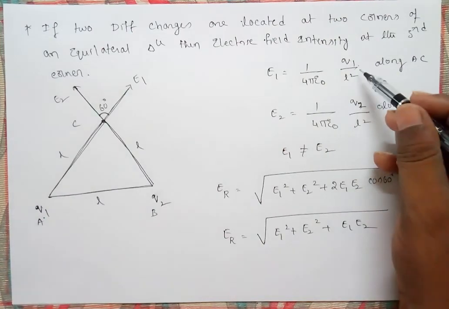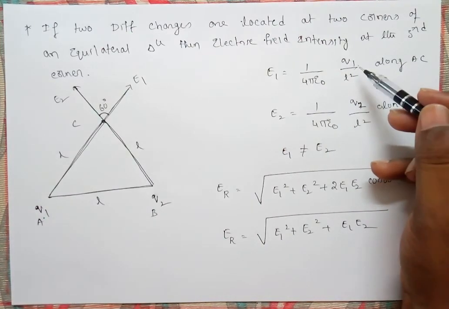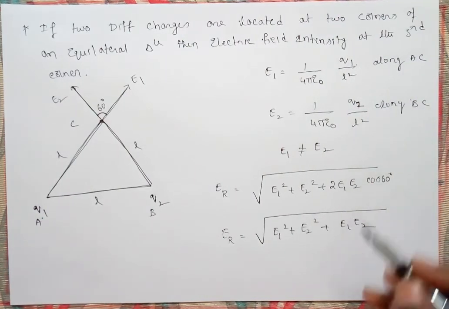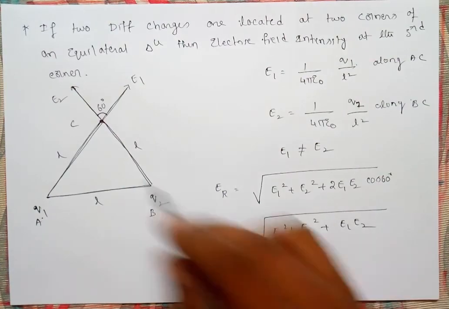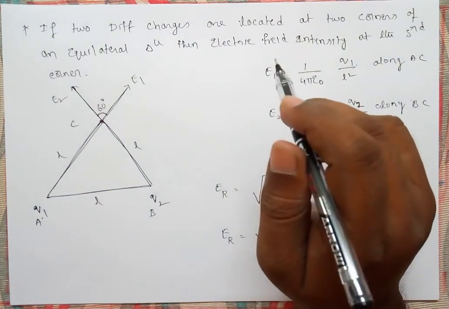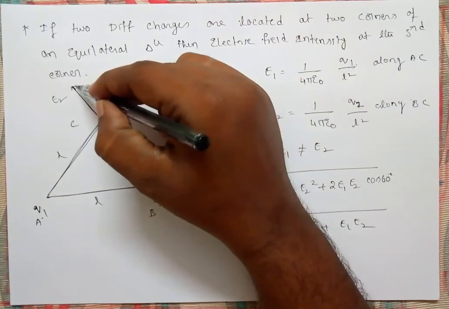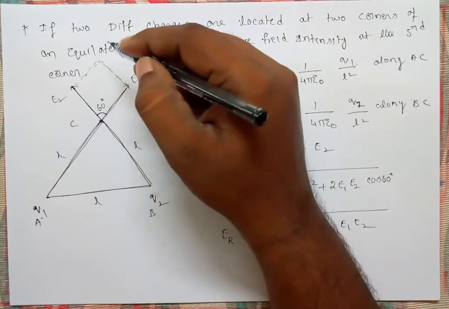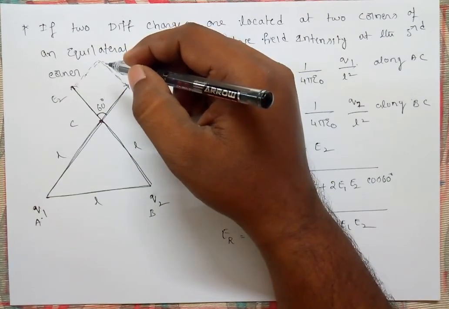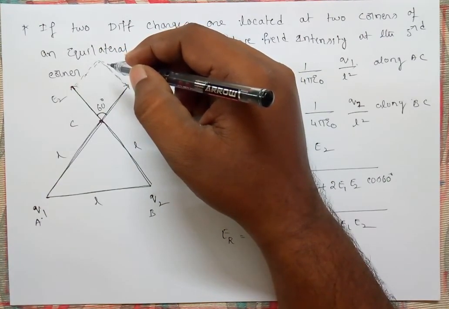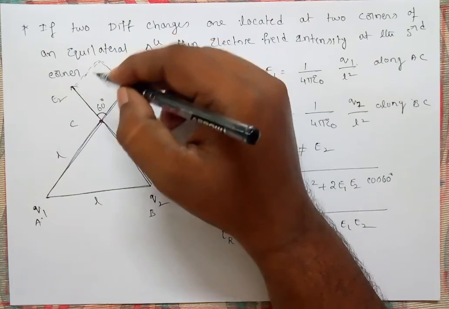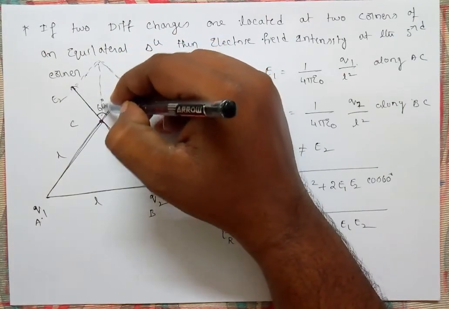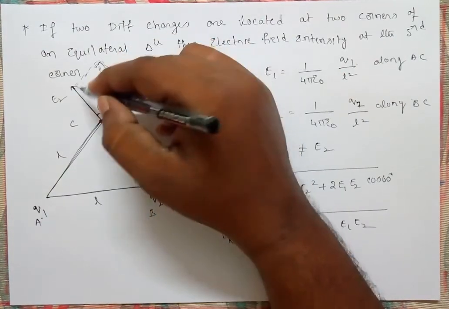Individually, the charges will be provided in numericals, so you have to calculate those, then substitute in the expression, and then you will get the resultant electric field intensity. Later you have to find the direction, in the sense of how much angle theta it is making with the vertical, or with E1 or E2.